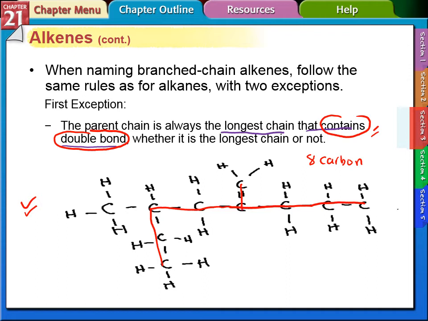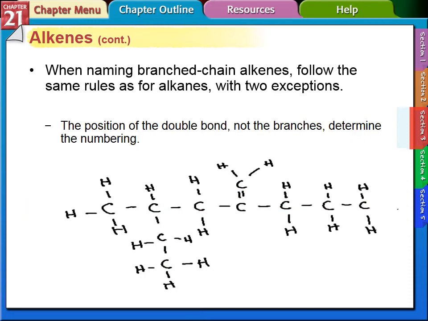So instead of having 8 carbons as our longest chain, the parent chain should be this. Let me just change its color. That's 1, 2, 3, 4, 5, 6. So that is an alkene that contains 6 carbon atoms, which is called a hexene. That is our parent chain for this alkene. And here is the second exception. The position of the double bond, not the branches, determines the numbering. So this will be our parent chain.